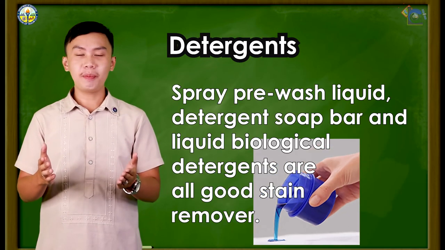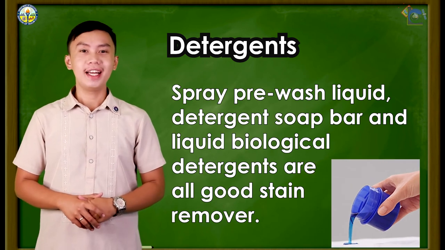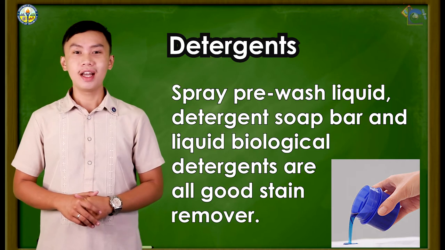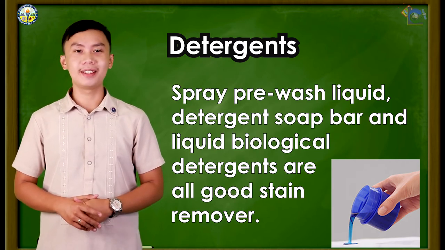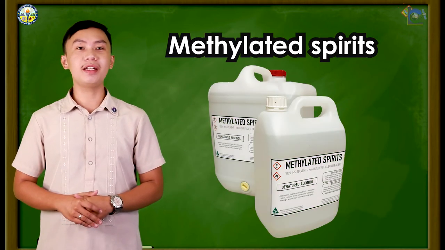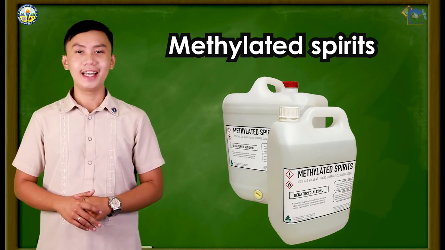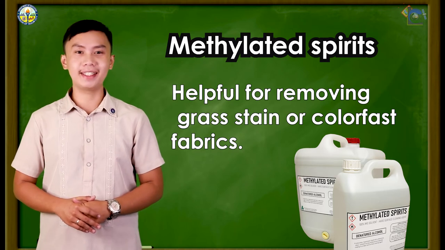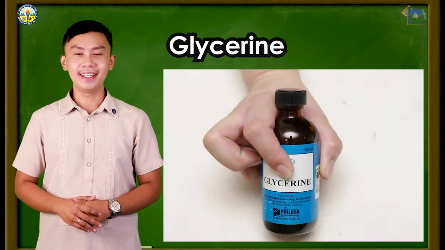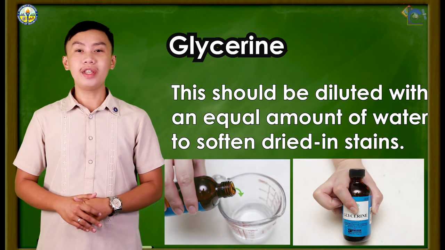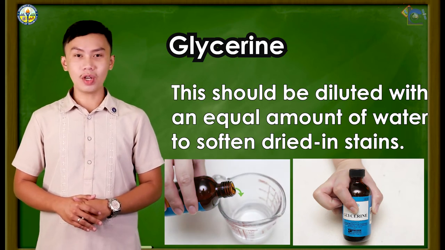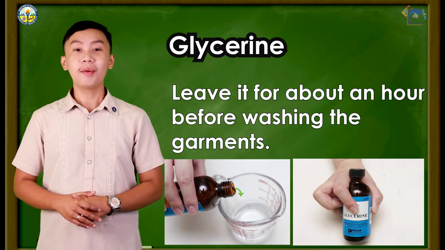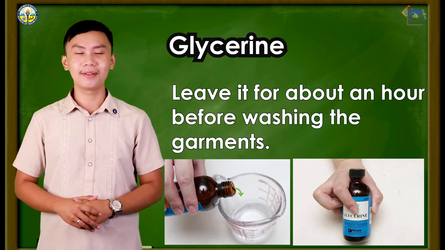Detergents. Spray pre-wash liquid, a detergent soap bar, and liquid biological detergents are all good stain removers. Methylated spirits or denatured alcohol. Helpful for removing grass stains on color-fast fabrics. Glycerin. This should be diluted with an equal amount of water to soften dried-in stains. Leave it for about an hour before washing the garments.